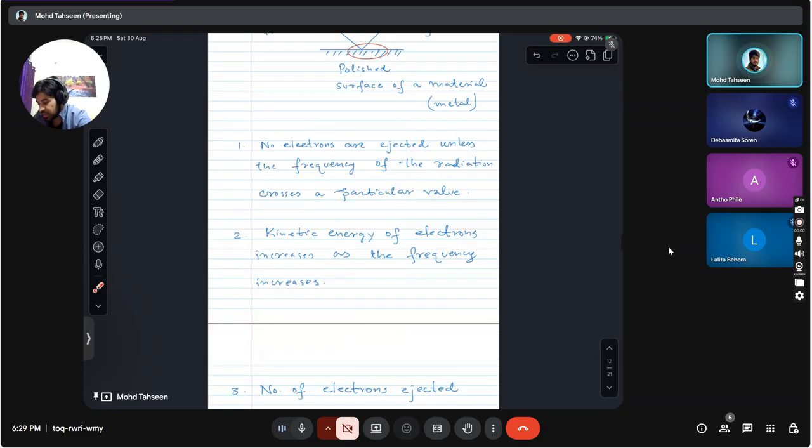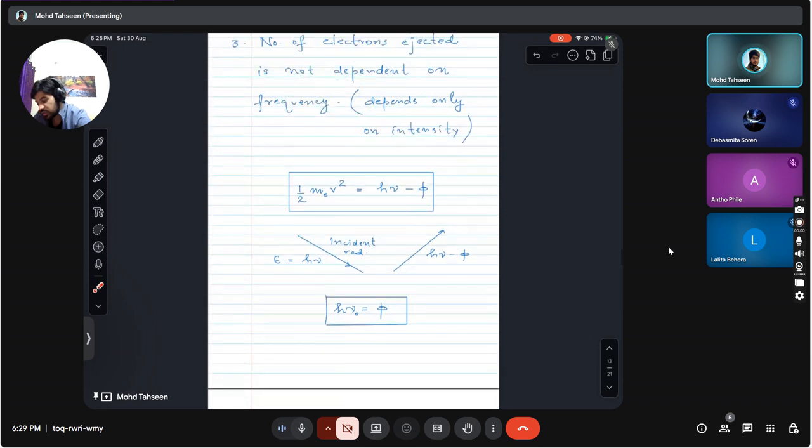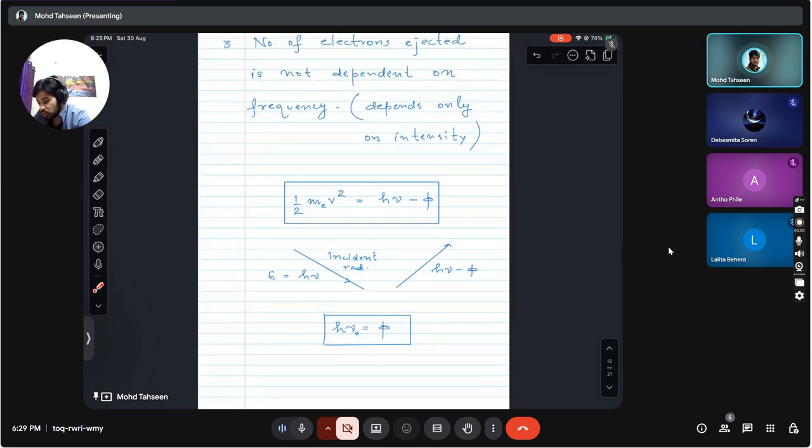To explain these effects, Einstein used this quantum mechanical picture, and he borrowed this h nu, the description of energy used by Max Planck, and he was able to come up with the photoelectric equation that won him a Nobel Prize later.